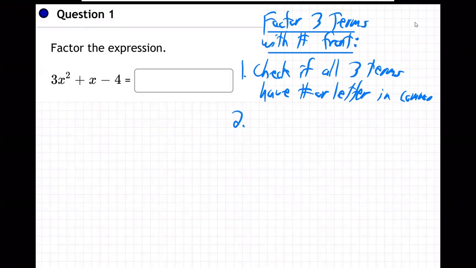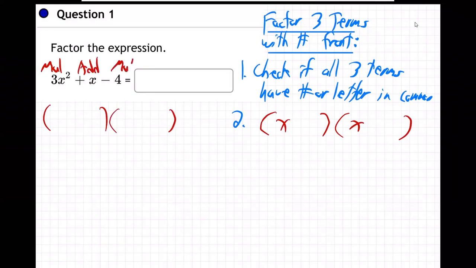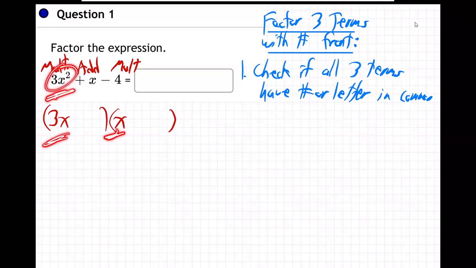Now we're going to put the 2 parentheses. There's going to be X's here, but we need numbers in front. Now remember, multiply, add, multiply, meaning the front 2 terms come from multiplying. So it's going to be 3x times x. That's what's different now. We're not just going to put an x in the front, because this is not just x squared, it's 3x squared. So we need 3x times x to make 3x squared.